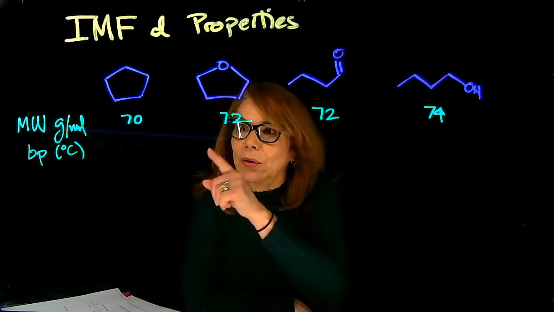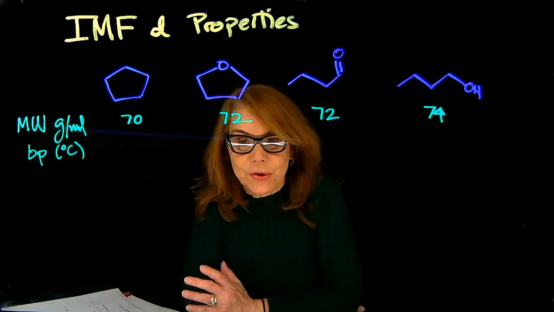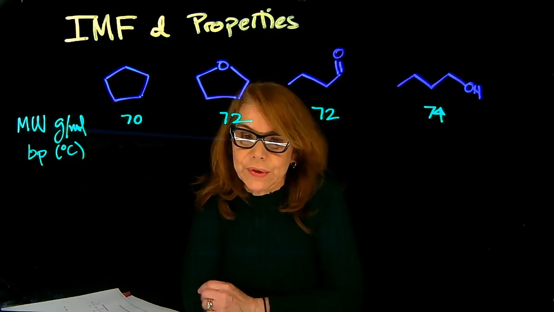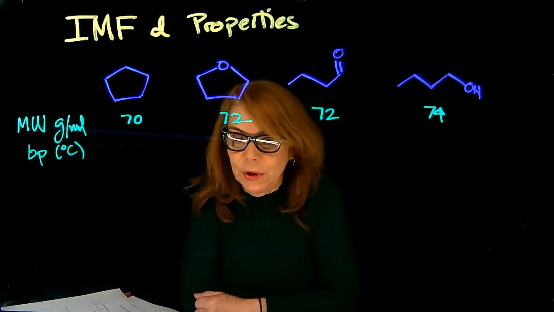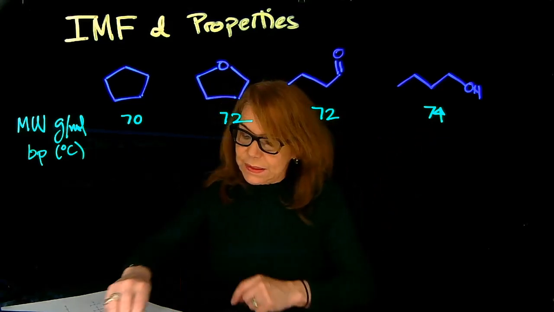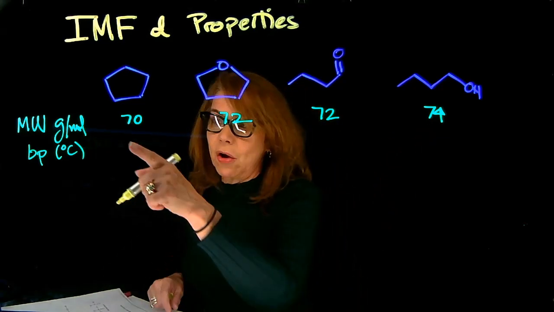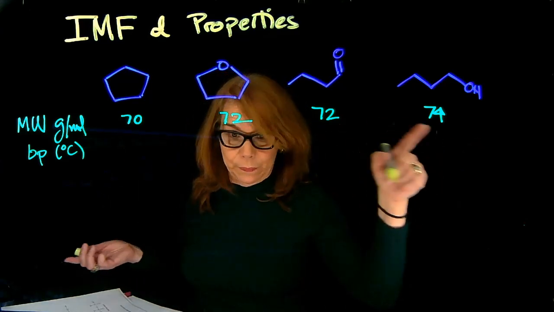We're going to be solving a problem here related to intermolecular forces. So the question here is, what type of intermolecular forces do we have in these molecules? And then how that impacts the boiling point. So I'm going to write down the molar masses, which are very similar.